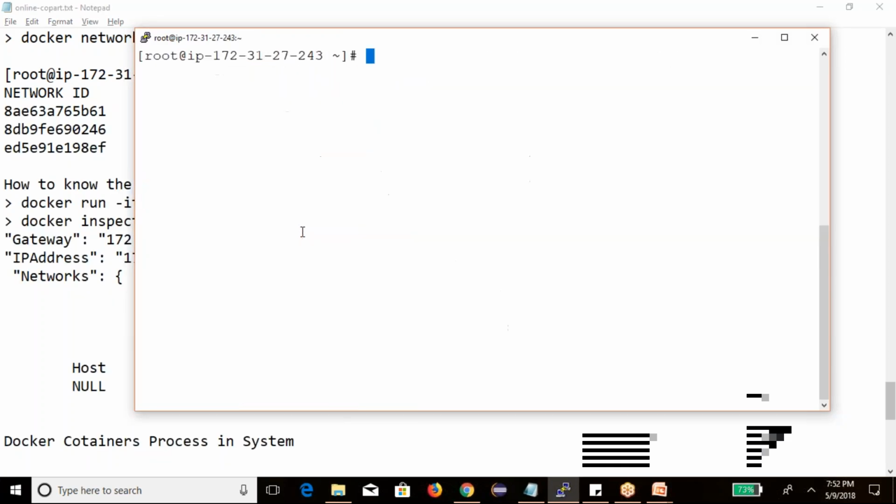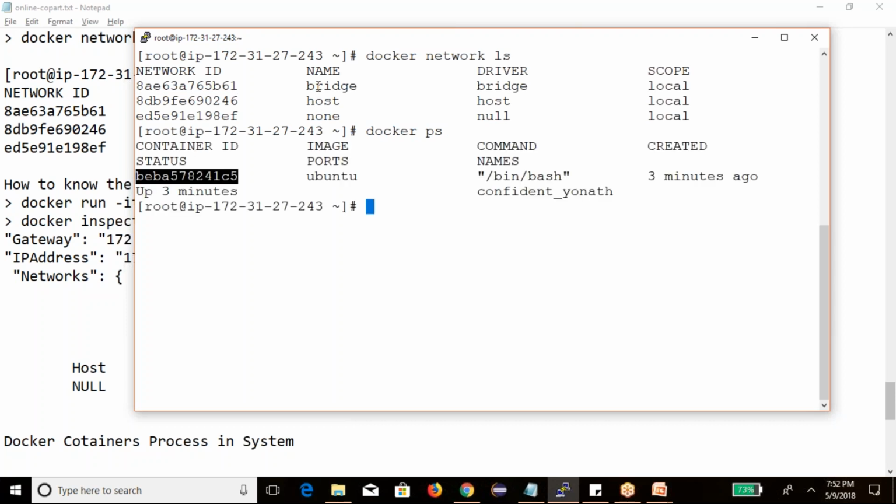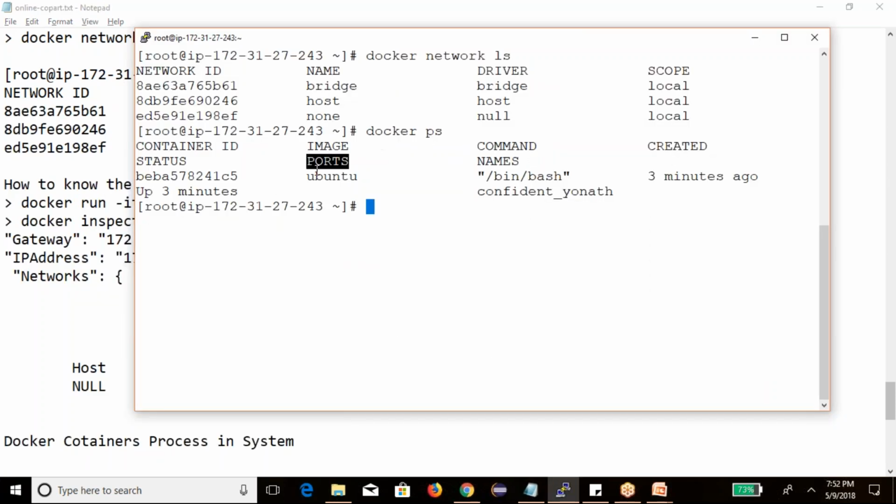So that means this particular bridge, which you have got from network ls, has been giving the IP address to this container. So basically this bridge is the default bridge. By default, this bridge assigns the IP address when you create a container. So this is the default bridge which you got the moment you started the Docker engine, and then you got this IP address assigned to this container.